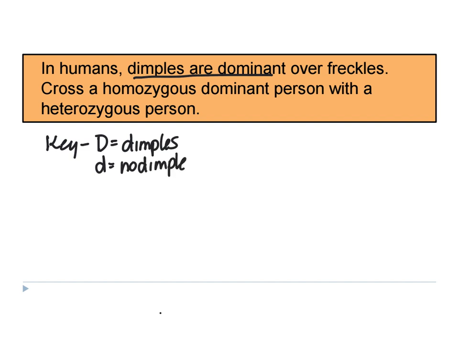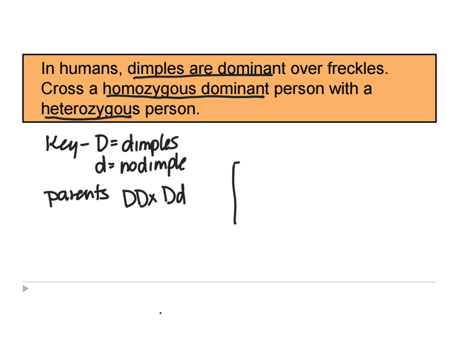The second thing I'm going to do is write the genotypes of my parents. So there are 2 parents here, a homozygous dominant person and a heterozygous person. So my parents in this case are going to be homozygous dominant. That's going to be big D big D. And the second parent is going to be heterozygous. That's going to be big D, little d.